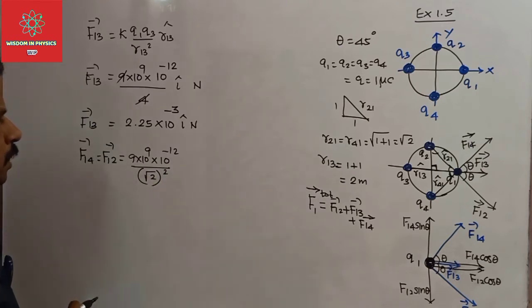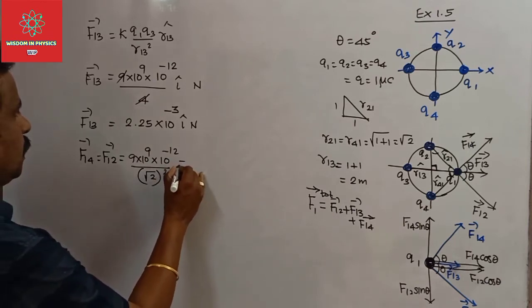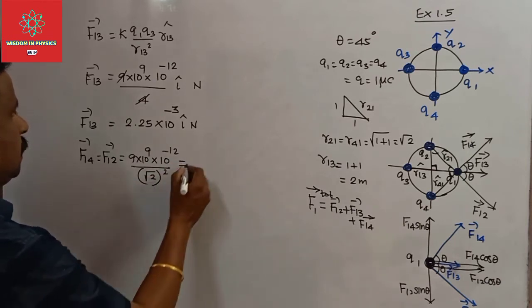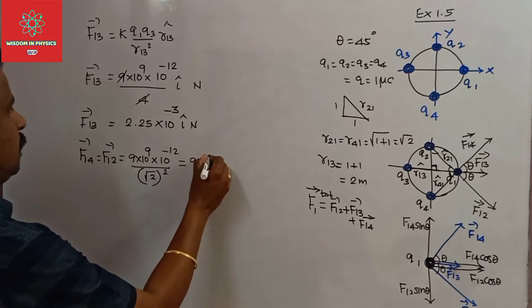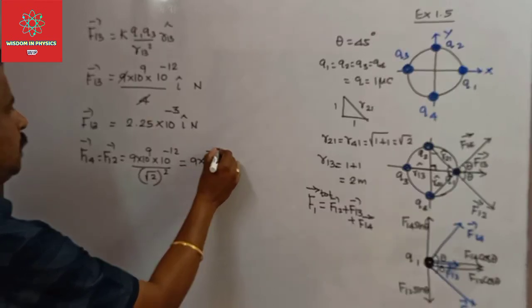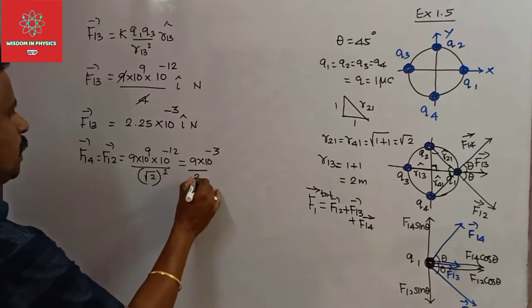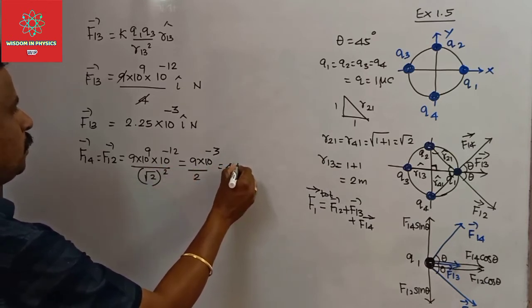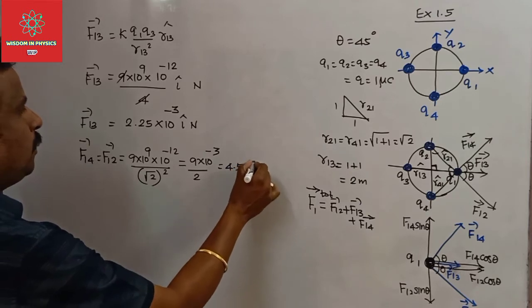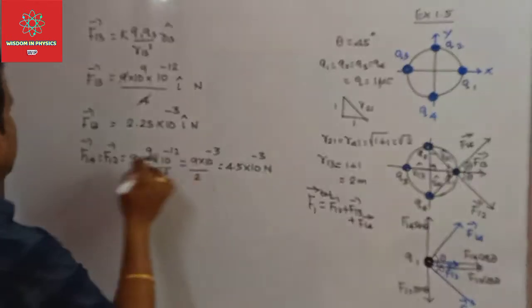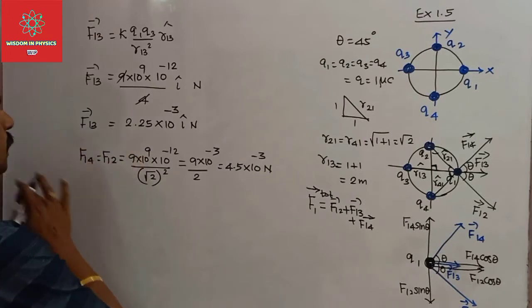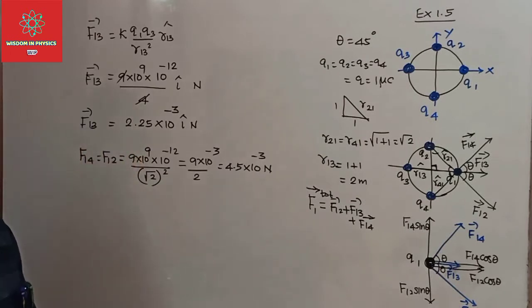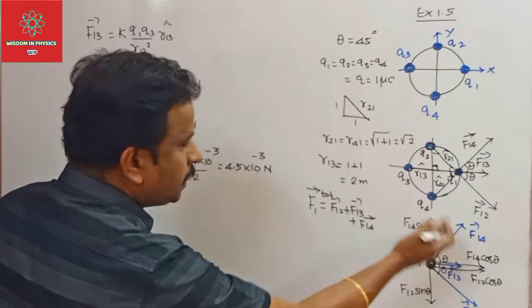So let us first find out the numerical value, which will be equal to 9 into 10 power minus 3 divided by root of 2 the whole square, which becomes 2. This will be 4.5 into 10 power minus 3 Newton. So this is the magnitude of these forces. Is it clear? Now let's find out the total force acting on the charged particle Q1 using this vector diagram.